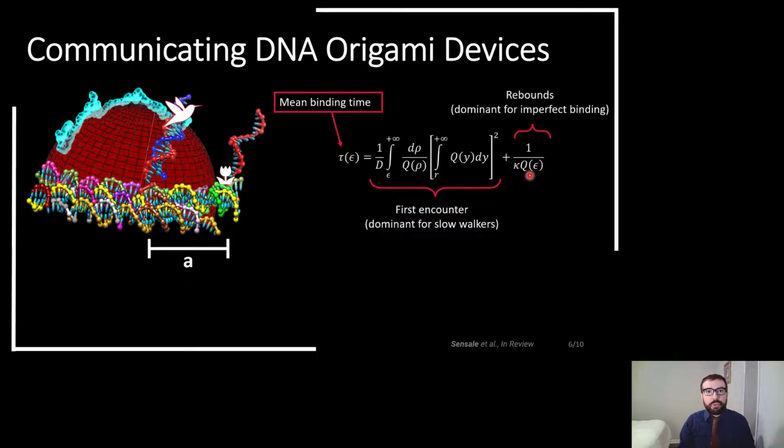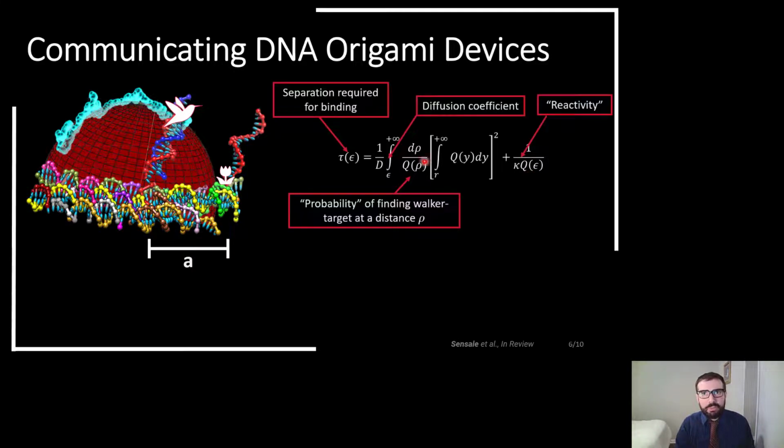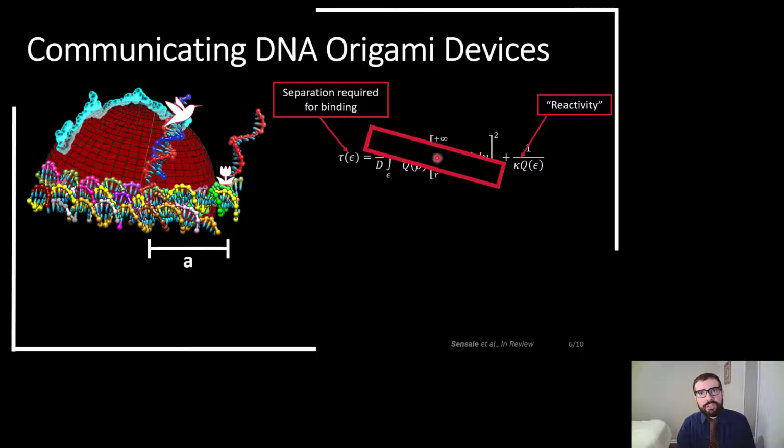Because remember what I told you before, branch migration is not always successful. There's a certain probability that it will happen, and 1 minus this probability that it won't. Now in this expression, D is the diffusion coefficient of our particles, and kappa is the reactivity of their encounter, which is a constant related to the probability that they can actually bind when they are close enough. The DNA walkers used in these experiments are quite small, and hence they move very rapidly. So diffusion is fast, we can neglect the leftmost term in this expression, and binding is then reaction limited.